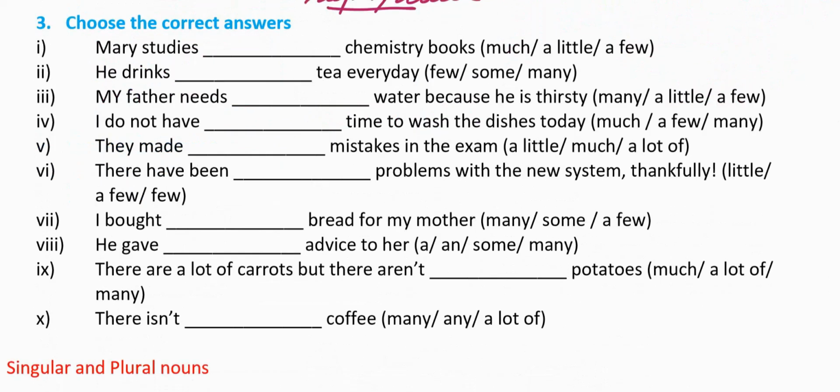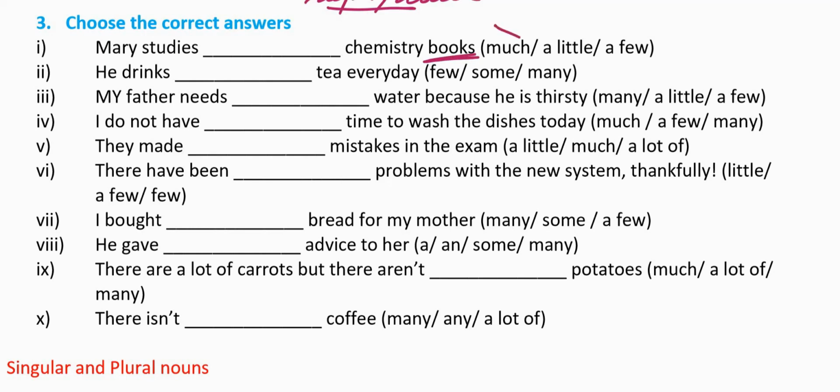Here in this section, I'm going to do a couple of examples and you're going to do the remaining ones. Choose the correct answers. Here, the quantifiers are given in the brackets. You're supposed to write which quantifier is more suitable. Mary studies dash chemistry books. Can you identify what is the noun here? The noun here is books, and books are countable.